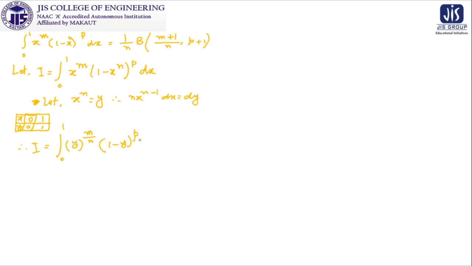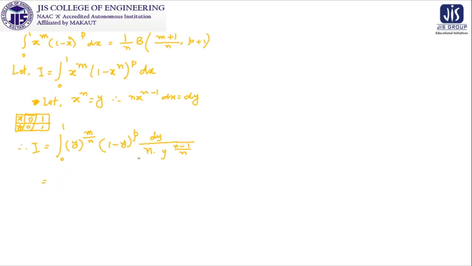This dx can be written as dy by n into x to the power n minus 1. So n into x to the power n minus 1. What is x to the power n minus 1? Look at this: x to the power m is y to the power m by n. So x to the power n minus 1 will be y to the power n minus 1 by n. You can calculate these basic things on your own. Then your confidence will be higher.